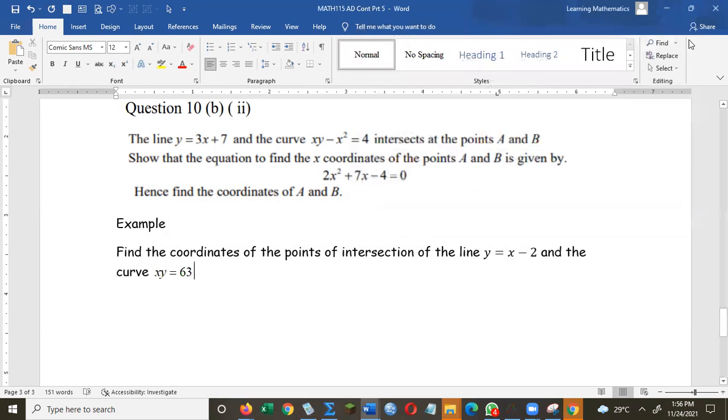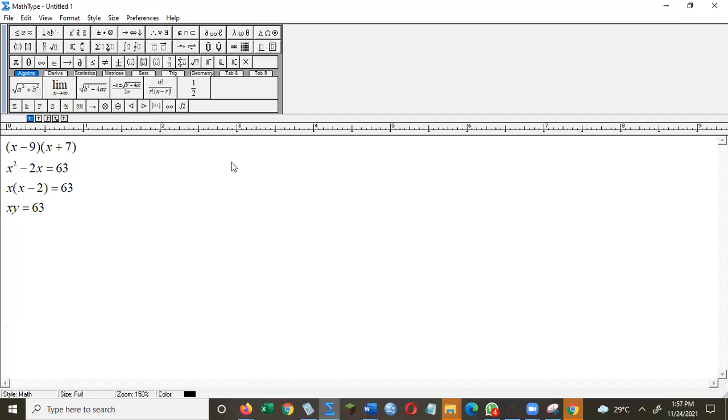This one has a slight twist. It has an extra x squared. Okay, but if you have difficulties, we can solve it. All right, so we have xy is equal to 63. y is equal to x minus 2.